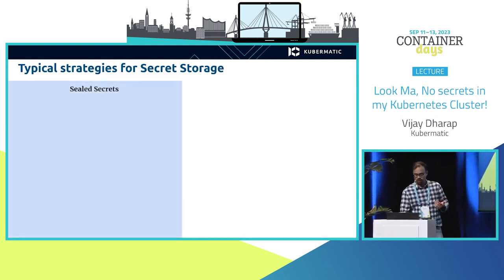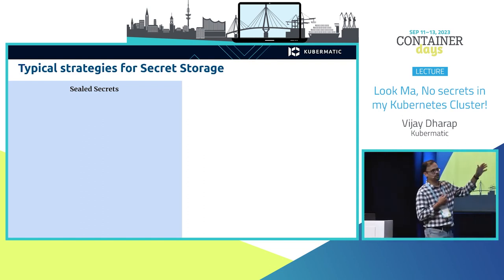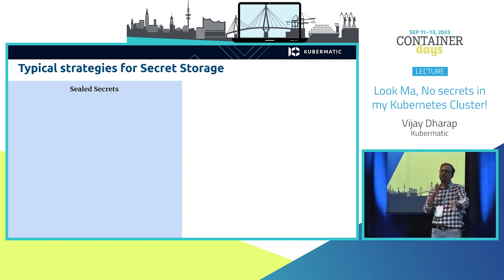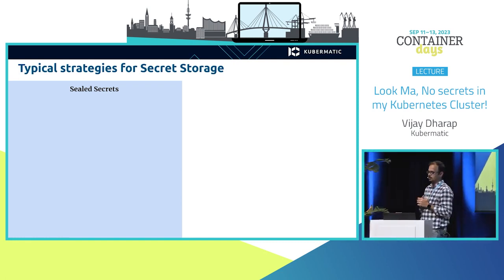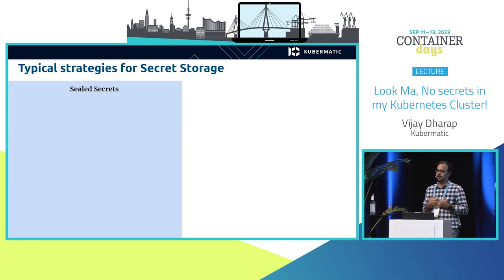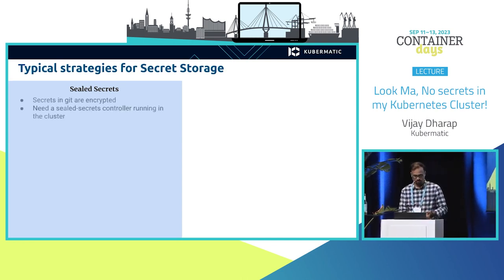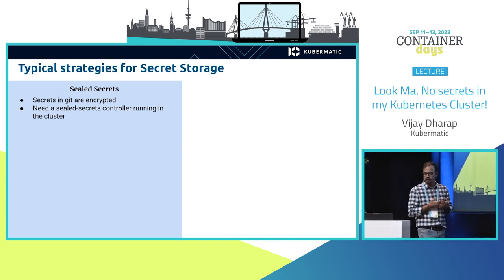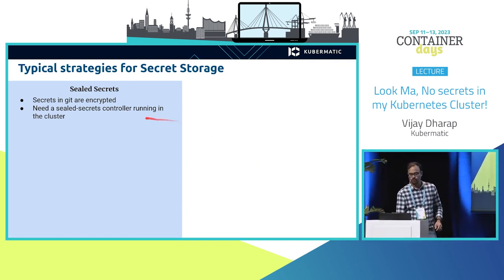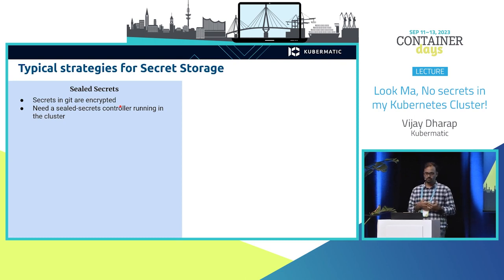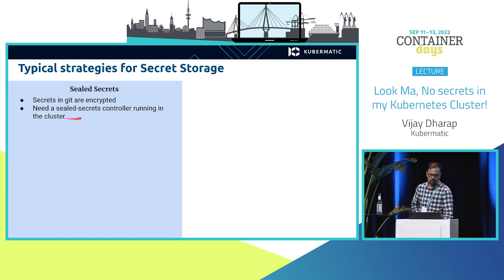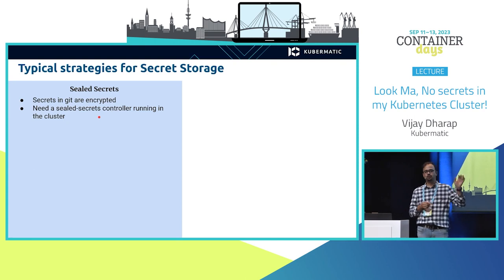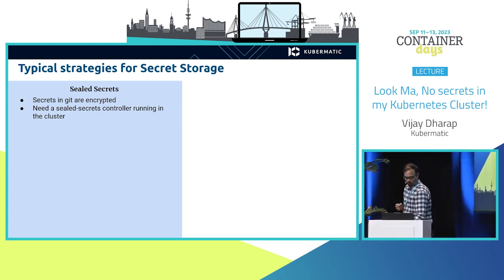Then I came across sealed secrets. Sealed secrets works very similar to git-crypt, just that it works in a Kubernetes world. So it's more cloud native than git-crypt, I would say. So how does it work? The secrets in Git here are also encrypted. What you store in Git is an encrypted version, one-way encrypted. And in order for it to get decrypted, you need to install something called a sealed secret controller in your cluster. We will see the demo.